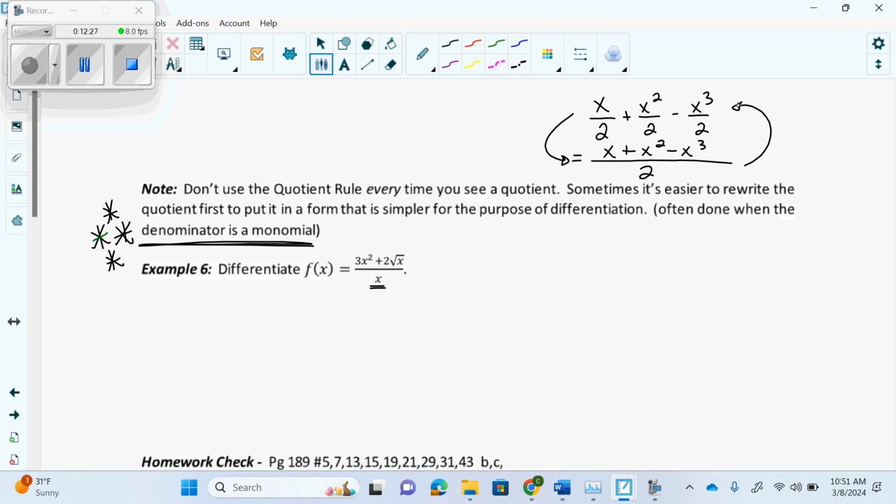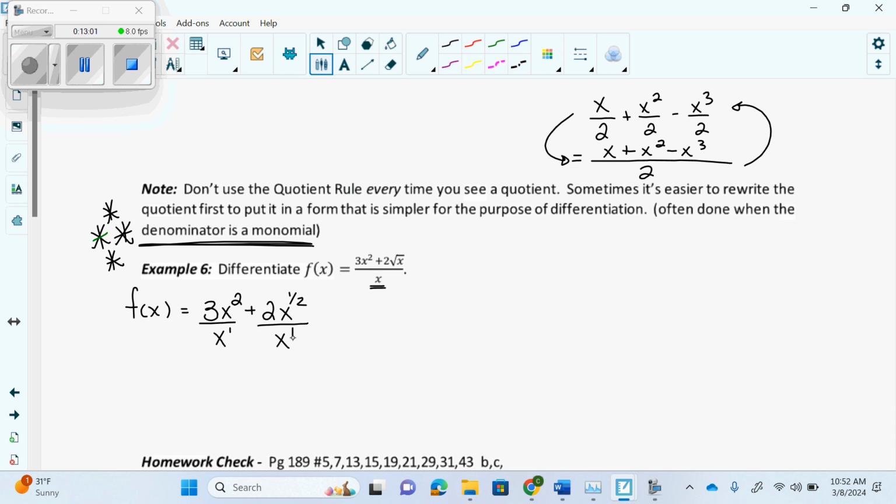So whenever I get a monomial, I say, thanks for trying to trick me here, but I'm going to do not quotient rule. So I have f of x equals, first off, I'll just rewrite this so I don't lose people, 3x squared plus 2x to the 1/2. And it would be all over x technically, yes? But can I not just do this? Can I write them separately over x? Because if they're separately over x, could I not write them all together over 1x?